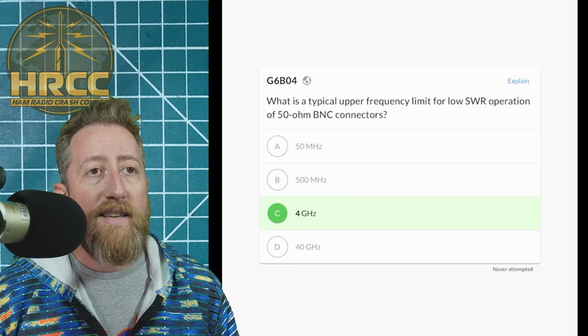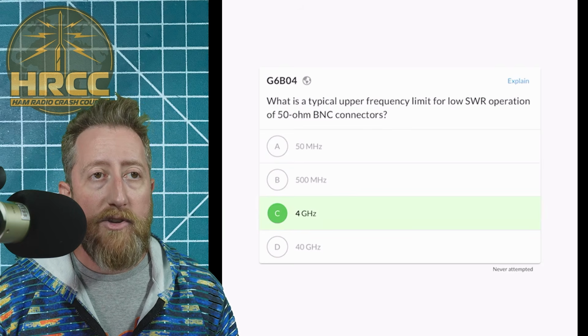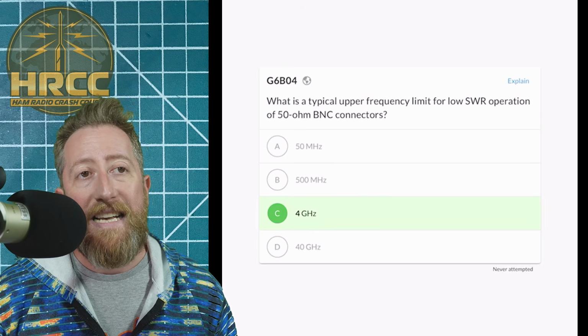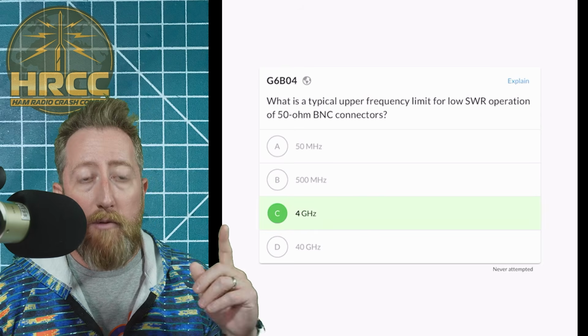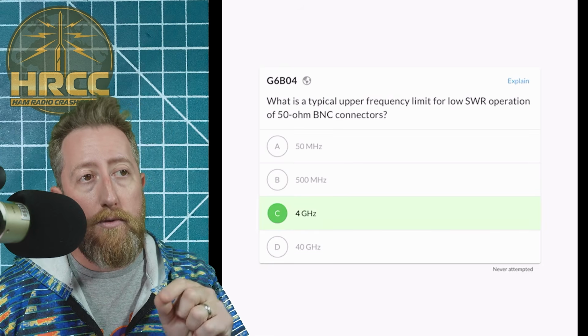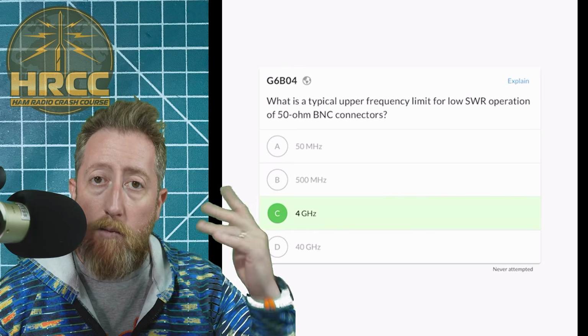Question 4, what is the typical upper frequency limit for low SWR operation of 50 ohm BNC connectors? This is a very important thing to remember, too. The connectors you use with your radios have upper limits of frequencies that they can work with.